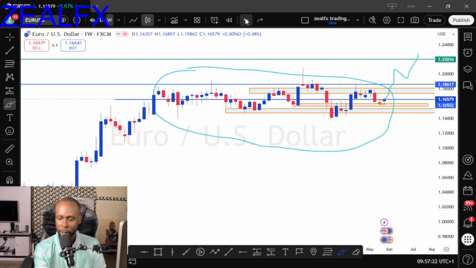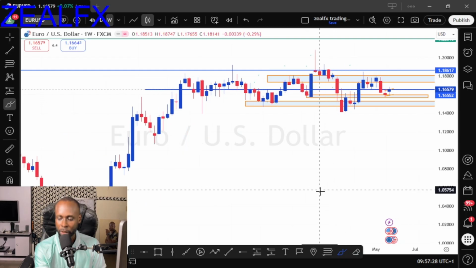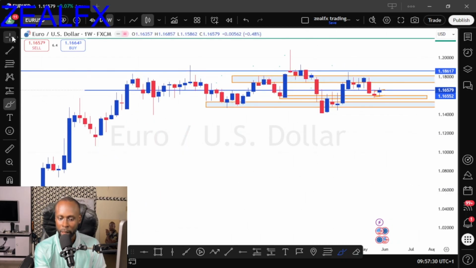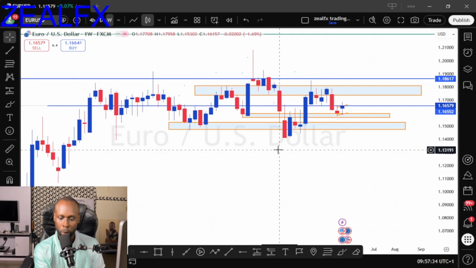But in our scenario for this week, we are looking for a bullish trend this week because we have a bullish trend inner structure for Euro USD. So we have to look out for more of the buying opportunity this week for the Euro USD.